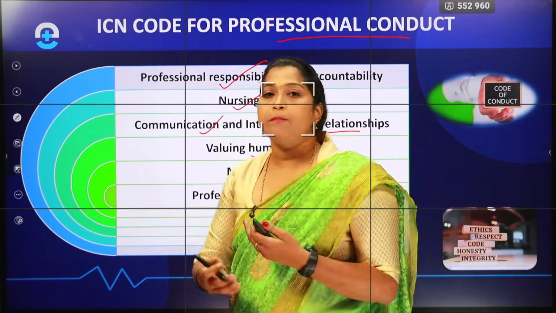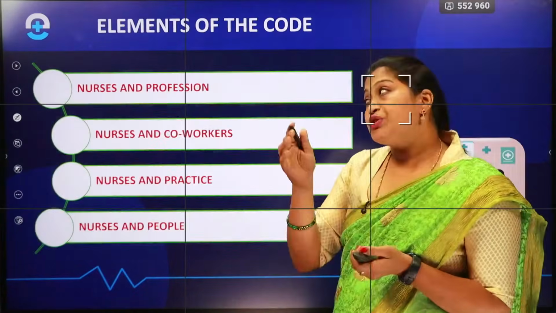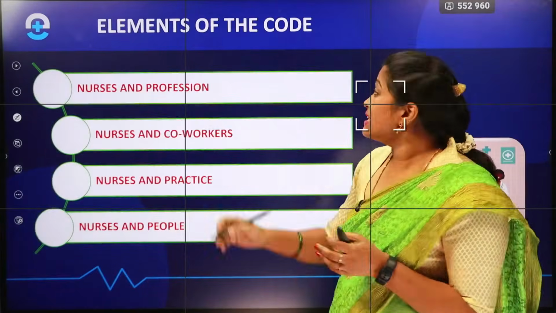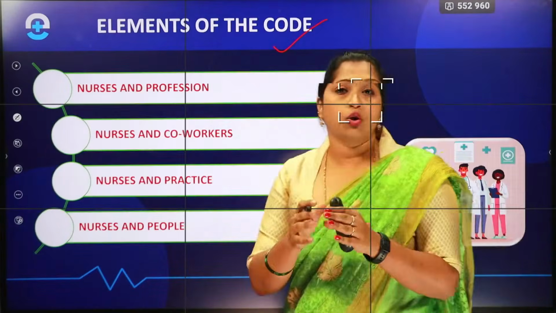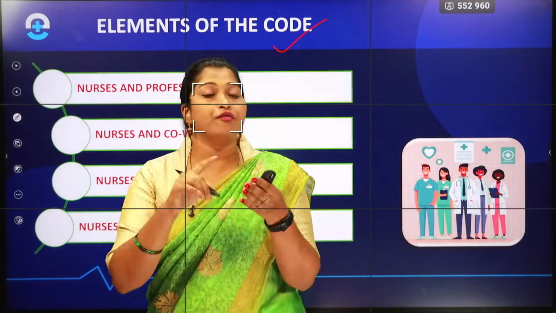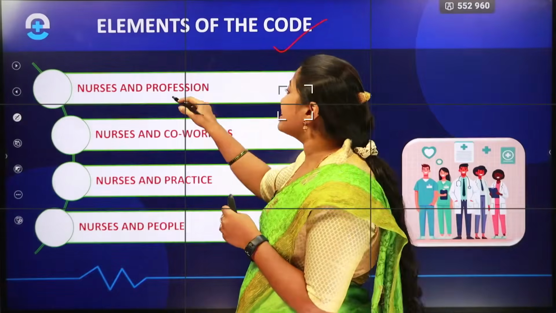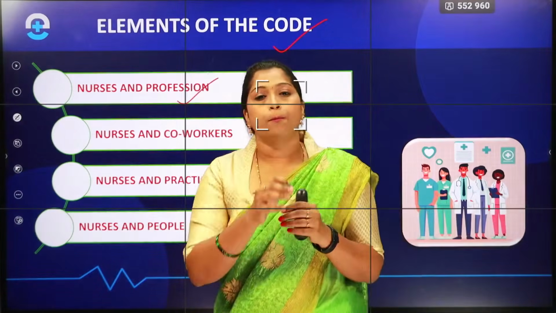So I hope you people understood until this topic. Let's move on to the next topic, that is the elements of the code. There are certain elements under the code. There are 4 important elements under the code. The first one is the nurses and the profession.